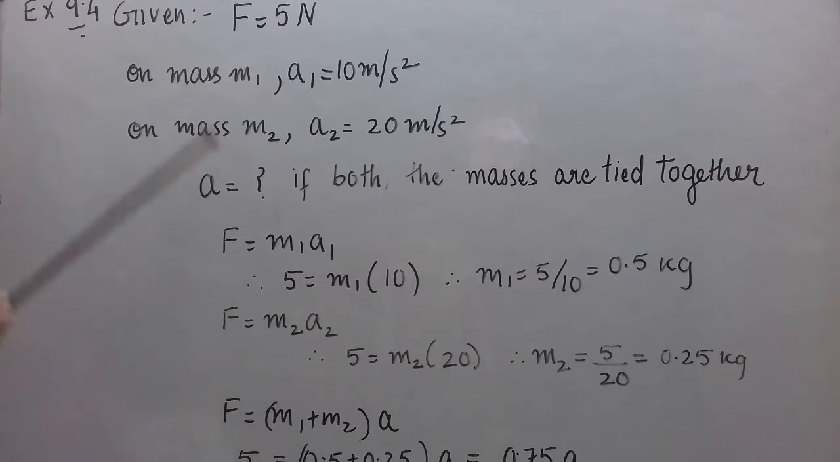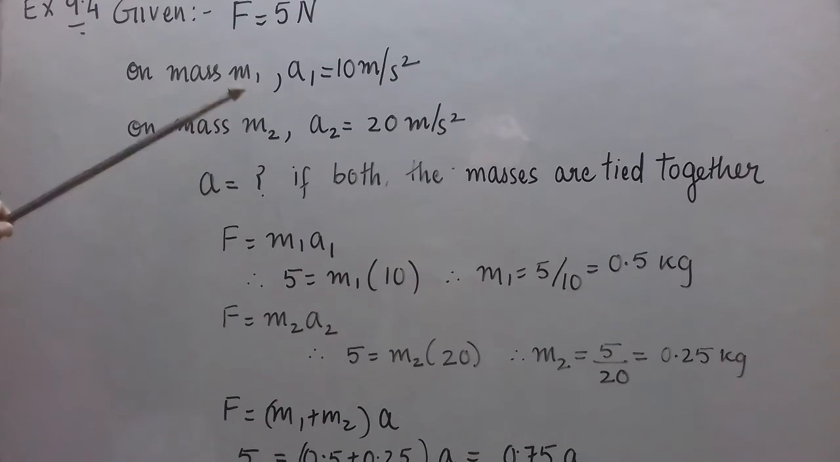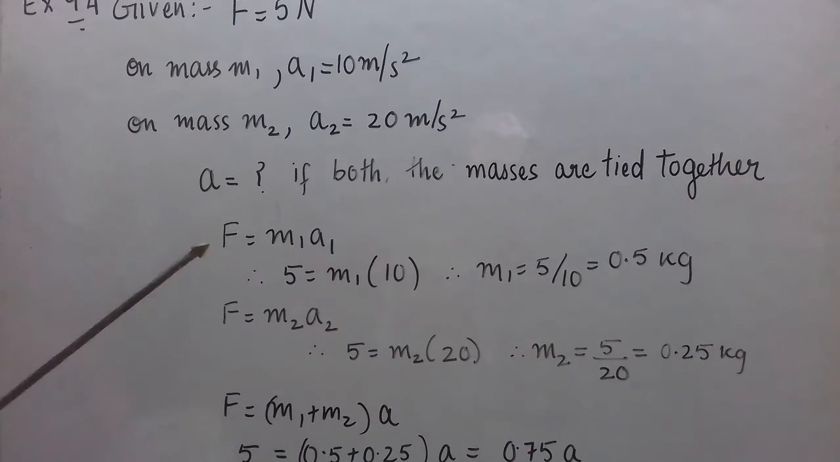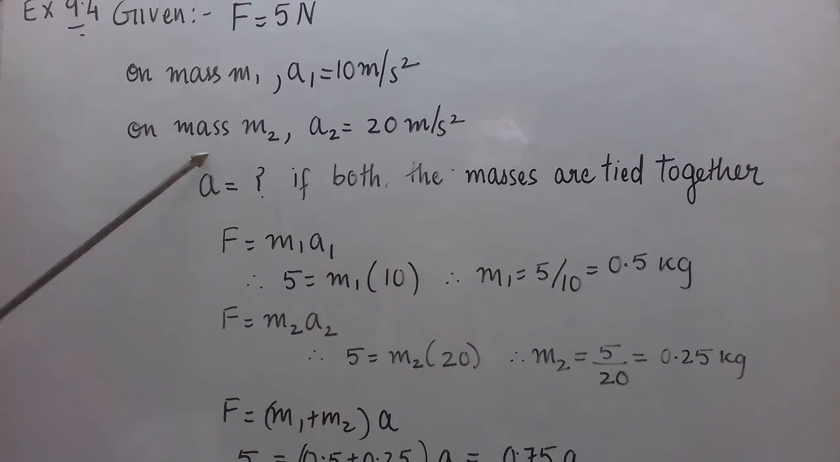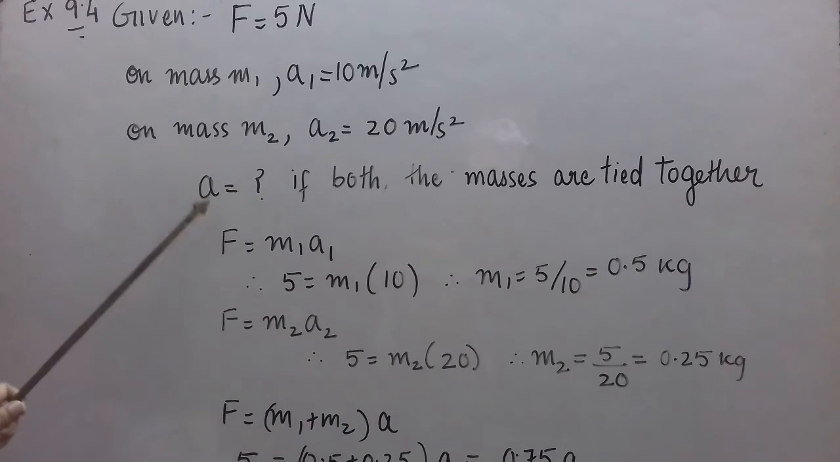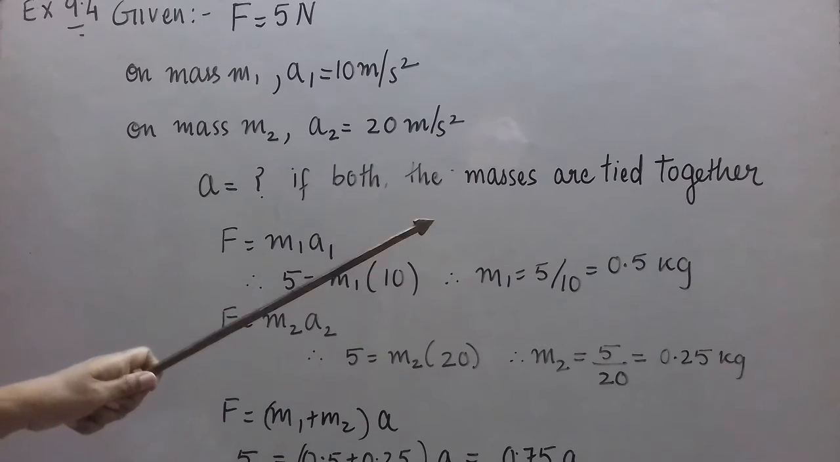Students, see here, I have started directly because everything is given in the SI system only, so no conversion is required. So from what is given, we have found m1 and m2. Now what was the question? Find the acceleration if both the masses are tied together.